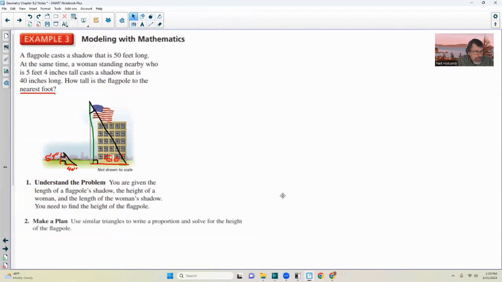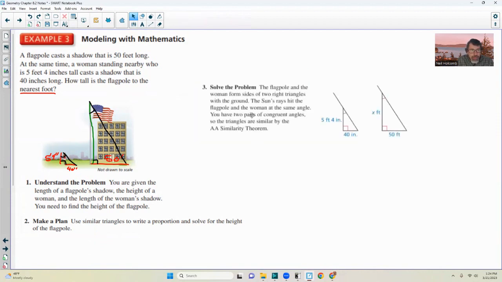Step 2 says, use similar triangles to write a proportion and solve for the height of the flagpole. Okay, yes, that's what we do. And so step 3, solve the problem. The flagpole and the woman form sides of 2 right triangles with the ground. The sun's ray hits the flagpole and the woman at the same angle.